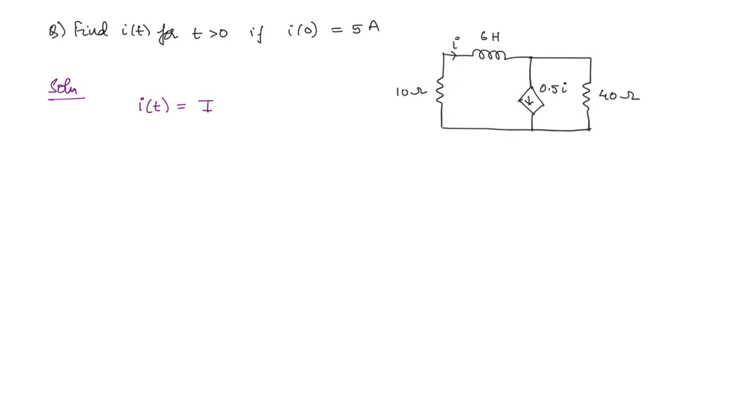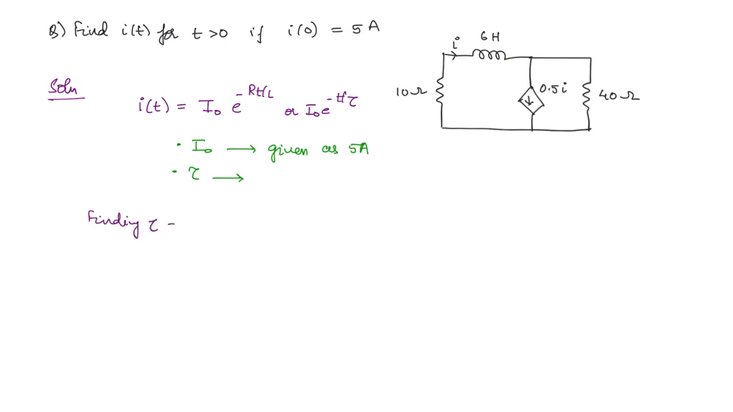This will be equal to the initial value of current into e to the power minus Rt by L, or you can write as I naught e to the power minus t by tau in terms of the time constant, right? So what do we need to find? We need to find I naught and tau. I naught, anyways, this is given. How much is it given? 5 amperes. So we need to find out tau. Now how do you find out tau?